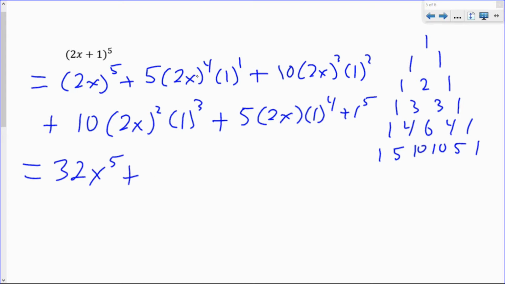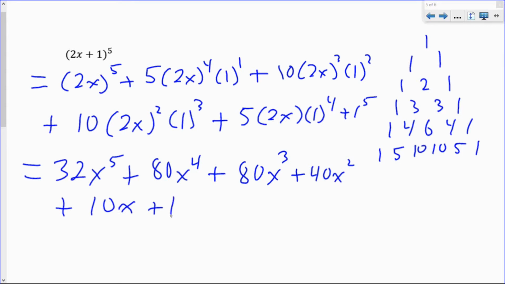Then my next one, (2x) to the power of 4, that's 16x to the power of 4, but when you times 16 by 5, you're going to get 80. (2x) cubed is 8, and then 1 to the power of 1, 1 to the power of 2, those are all just 1, so they don't actually change anything, which is kind of nice. You get 80x cubed. (2x) squared is 4. That's going to be 40x squared times 1. This is just going to be 10x, and then 1 to the power of 5 is just 1. And there you have it.